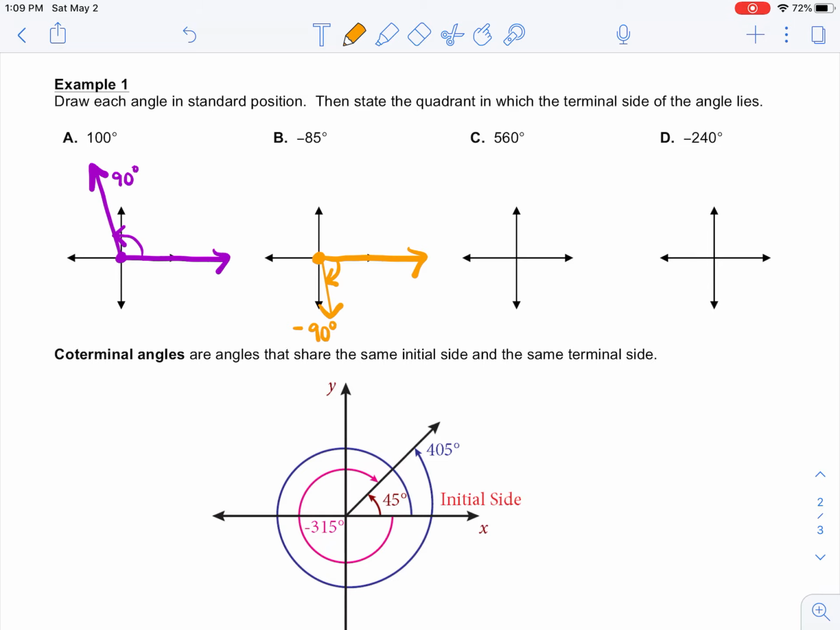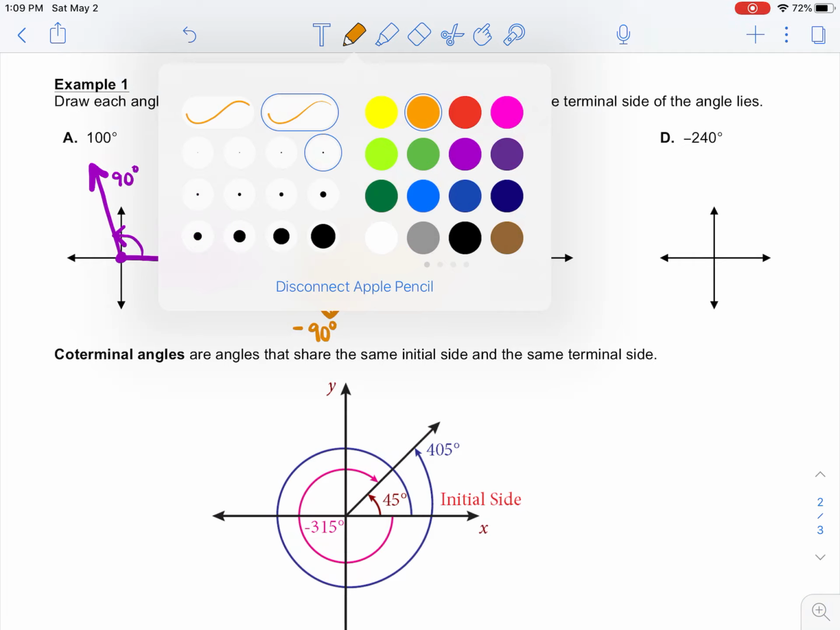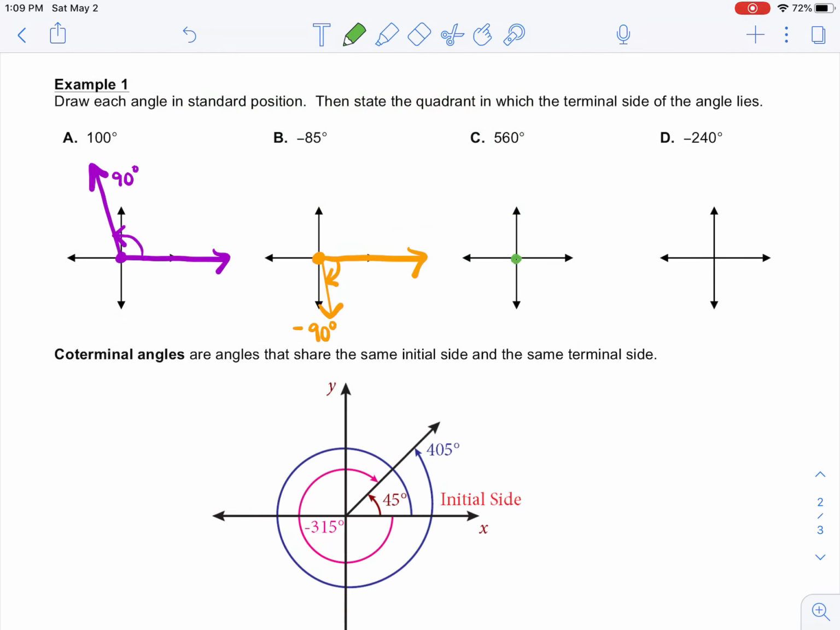Now the next one's a little challenging. It says 560 degrees. So what's going to happen here, an entire rotation around the circle is 360 degrees. So what we're going to do is we're going to show that we're going to go all the way around, but then we need to keep going. So to figure out how much further we need to go, we're going to subtract 360 from 560, and we get 200 degrees. So basically, to draw this angle, we need to make one revolution around the circle. That's 360 degrees. And then we need to go an additional 200 degrees.